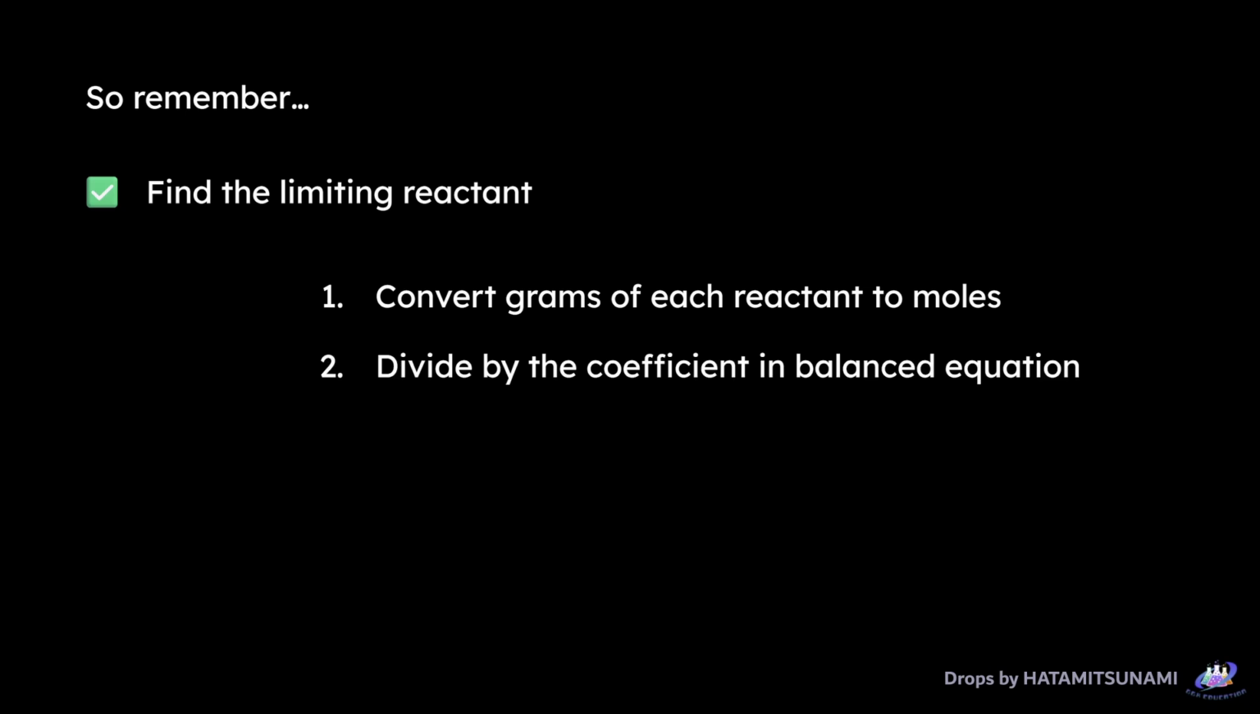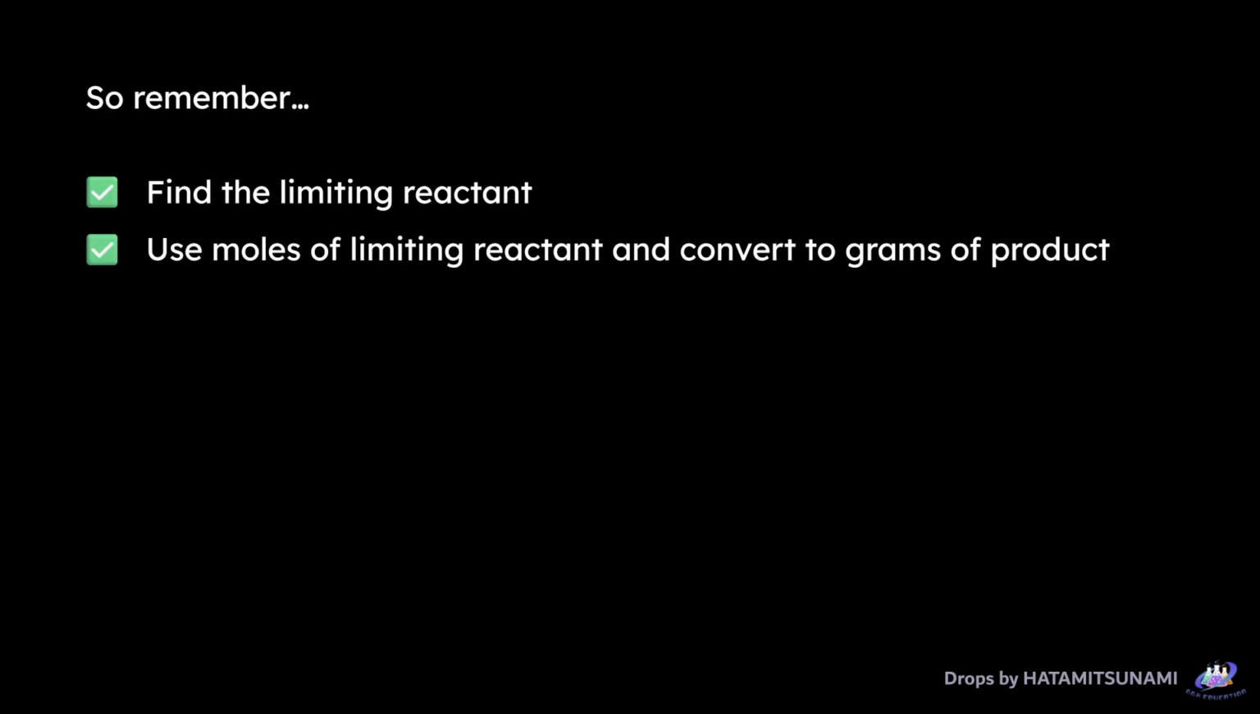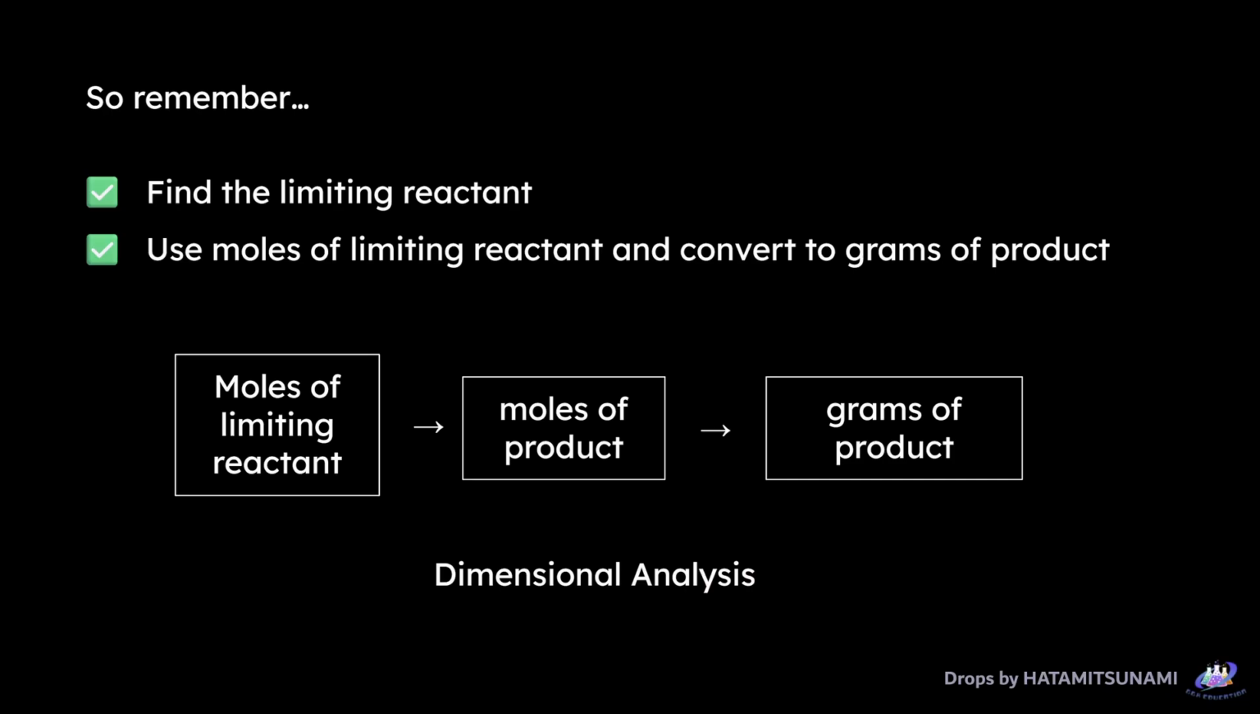So remember, when finding the limiting reactant, you first want to convert grams of each reactant to moles, divide the moles by the coefficients in the balanced equation, and then compare the two values. The smaller number is the limiting reactant. And once we've discovered who the limiting reactant is, we no longer need these values. Instead, we're going to use the moles of the limiting reactant and convert it to grams of product using dimensional analysis. This is how we determine how much product is made from a reaction.